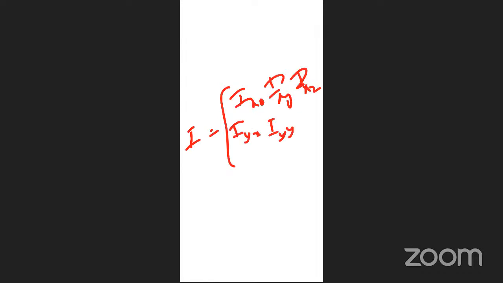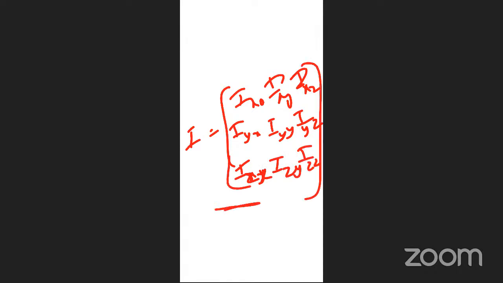So that is the I matrix, the inertia tensor: Ixx, Ixy, Ixz, and Iyx, Iyy, Iyz, and Izx, Izy, Izz. This is called the inertia tensor, and angular momentum L is equal to I omega. This is the angular momentum and inertia tensor value.